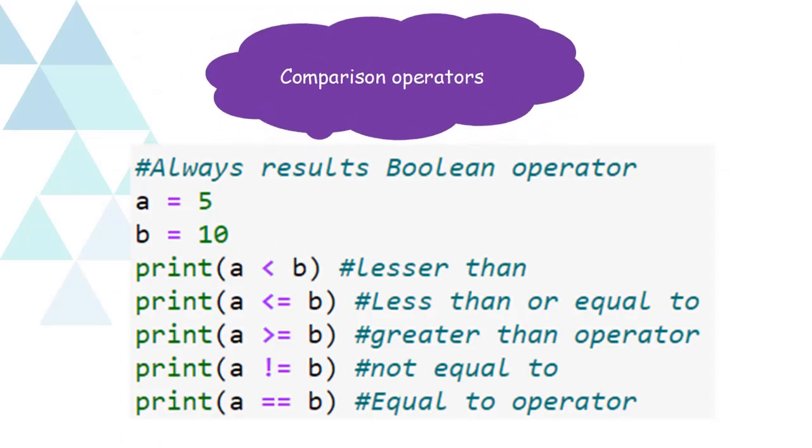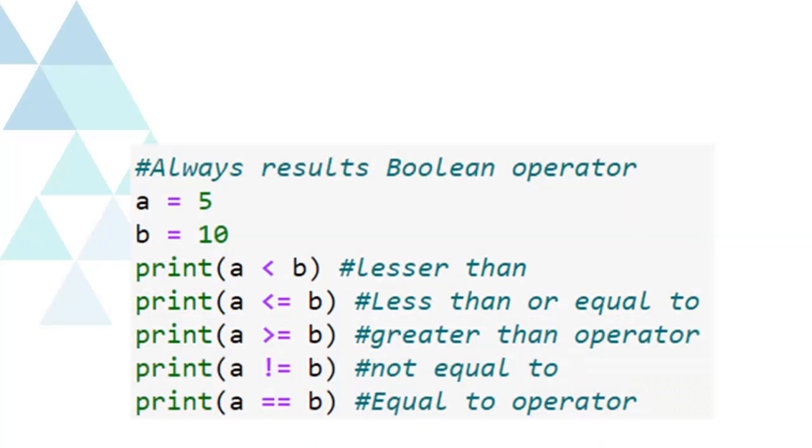Comparison operators. These operators compare values based on comparative conditions and provide output in a Boolean format, true or false. Here A is equal to 5, B is equal to 10. First condition is A less than B. It will check, is 5 less than 10? Yes, so result will be true. Second condition, A less than or equal to B. Is 5 less than or equal to 10? Yes, so output will be true.